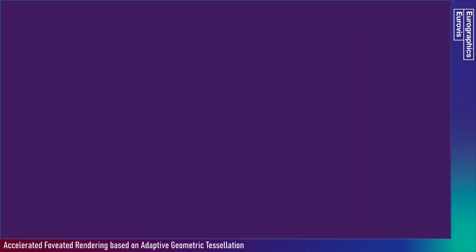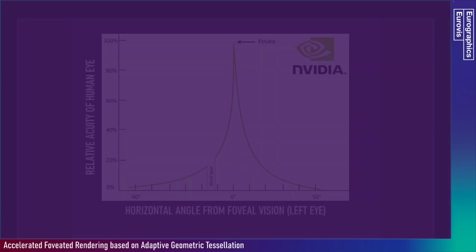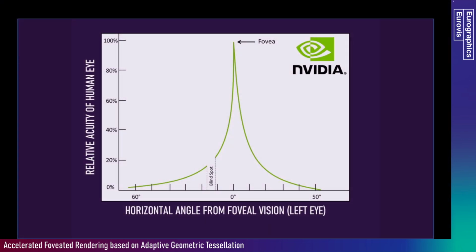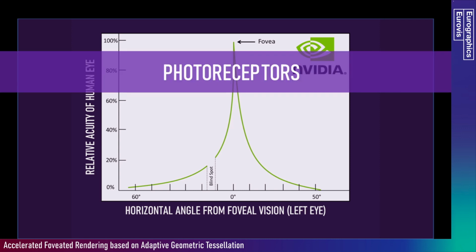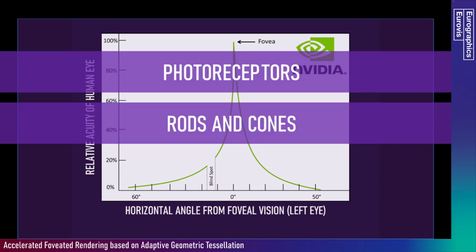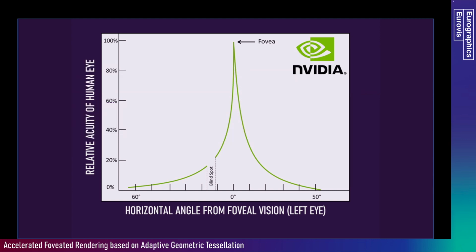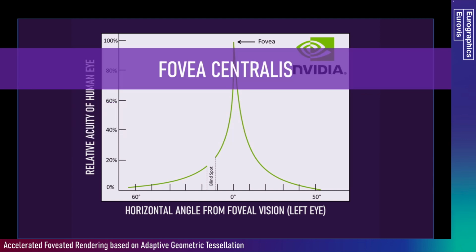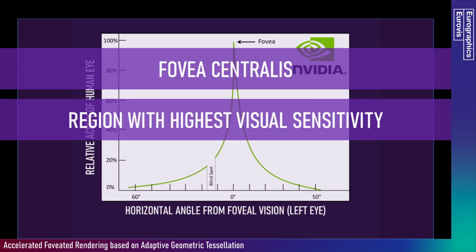But why does this happen? The answer lies in the construction of the human eye. Our eyes have photoreceptors called rods and cones located on the retina. The density of cones near the center of the eye is much higher than the density near the periphery. Fovea centralis is the biological term for the region with the highest cone concentration, as a consequence of which it is also the region for the highest visual sensitivity.